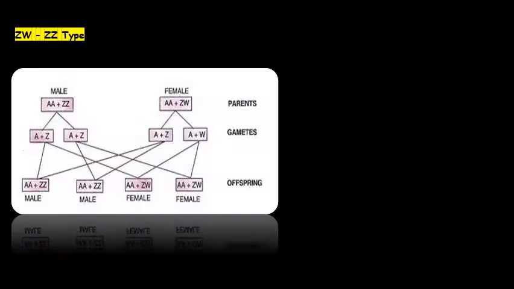Now let's talk about ZW and ZZ type of sex determination. This kind of sex determination is found in gypsy moth. Some fishes, reptiles and birds exhibit this kind of ZW and ZZ type. So don't get confused here. ZW, ZZ type is nothing but the type of chromosomes both male and female contain.